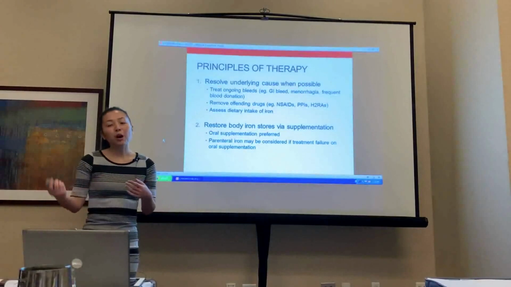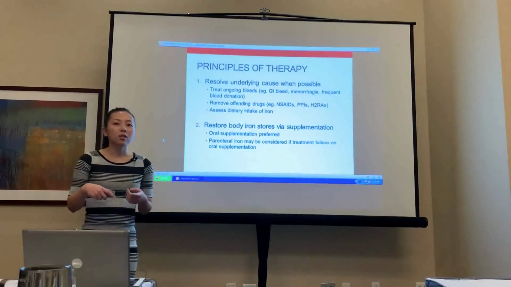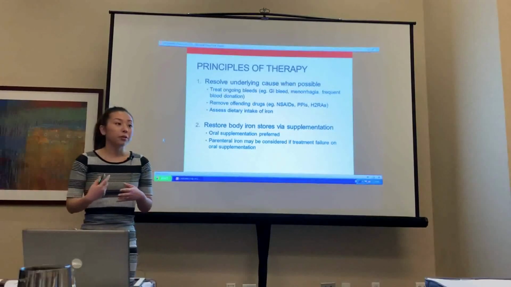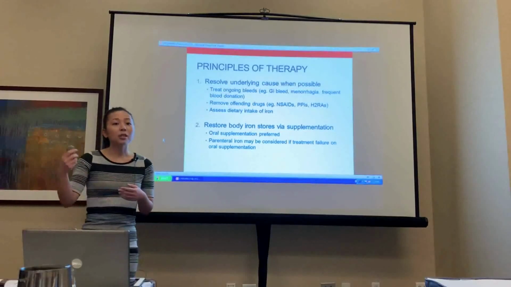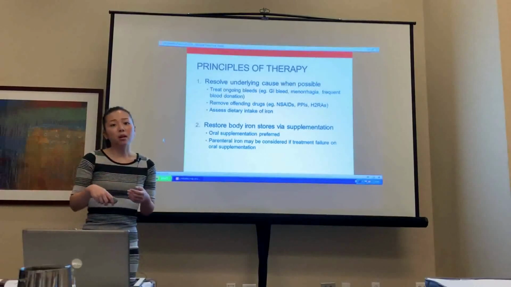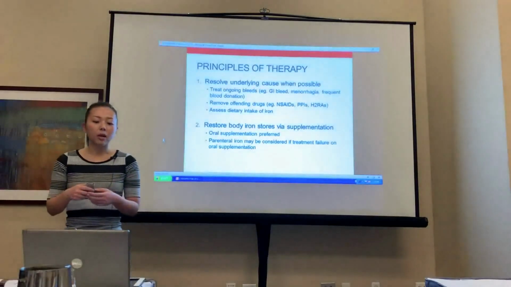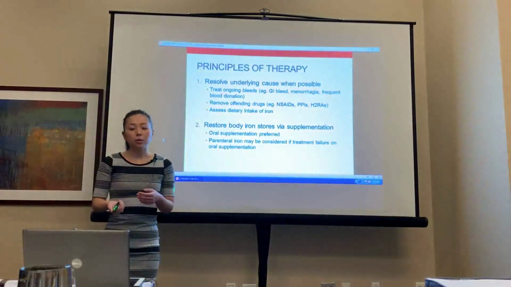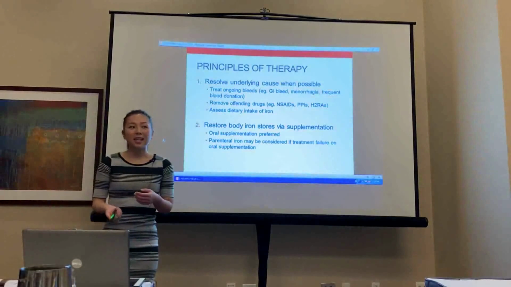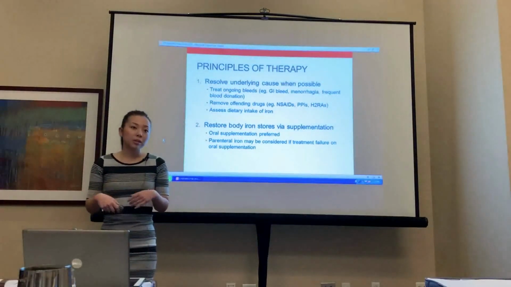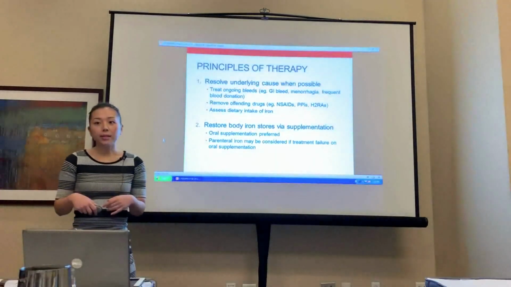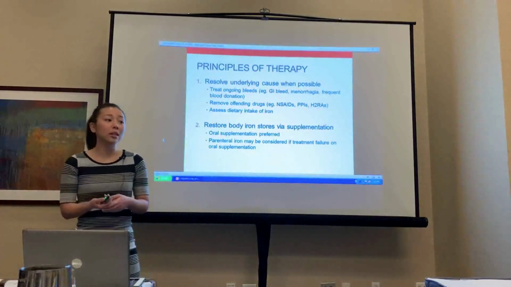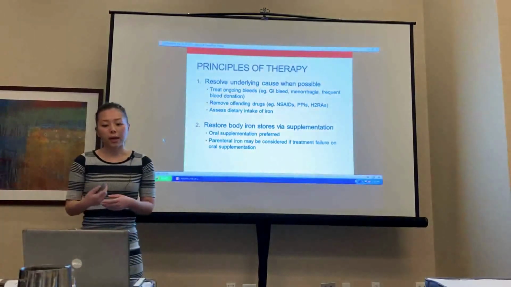There's usually a root cause of the problem, whether it's an ongoing bleed like a GI ulcer or menorrhagia, or frequent blood donation. Often it's the first sign that there's something else going on and we really want to treat that underlying cause. If we can, we want to remove offending drugs, so drugs that increase bleeding like NSAIDs, and drugs that reduce absorption like PPIs and H2RAs. Sometimes we can't discontinue these drugs. People who have blood thinners on board need those blood thinners, but we do what we can.